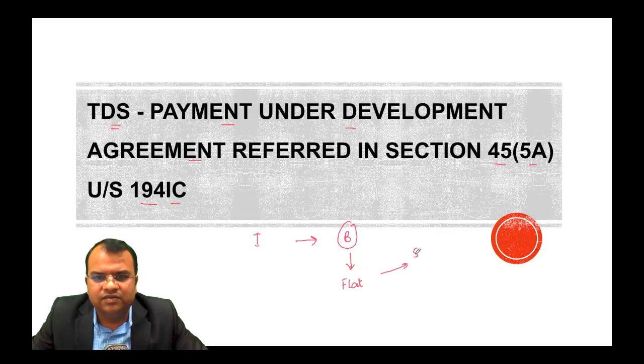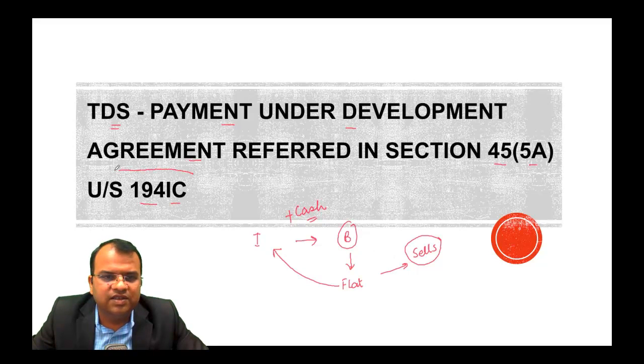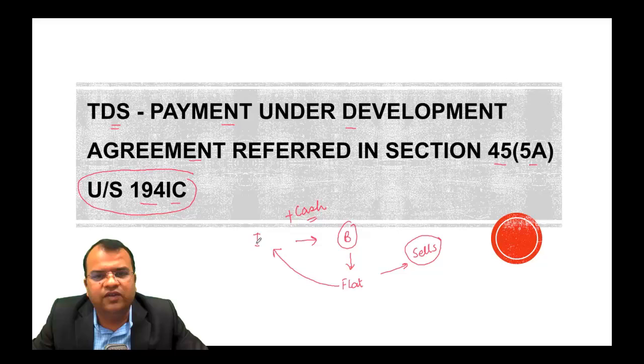and he sells it. Now he may give some flat to the individual, and in addition to flat he may also give cash to such individual. The question which arises is, what is the TDS liability under section 194IC which arises on such a transaction?